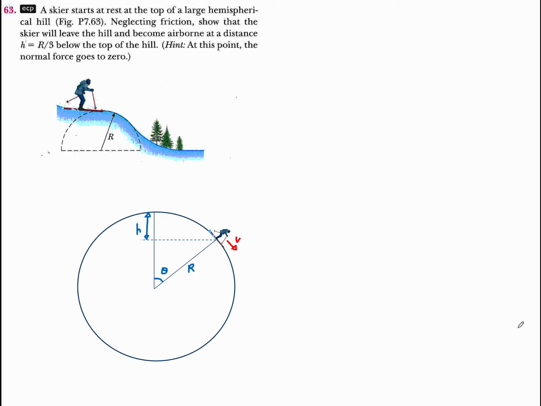You've got a skier starting from rest on the top of a large hemispherical hill. Ignoring friction, show that the skier will leave the hill and become airborne at a distance of h equals r over 3 below the top of the hill. Hint: at this point, the normal force goes to 0.